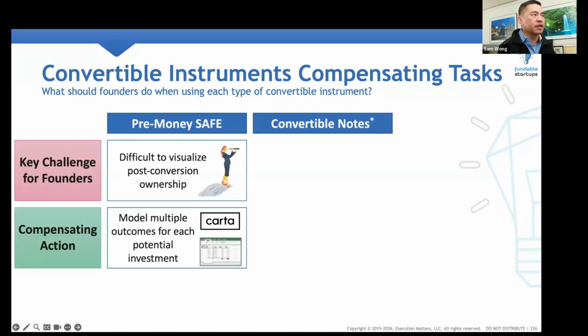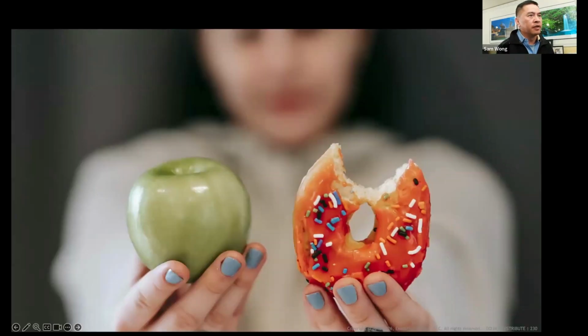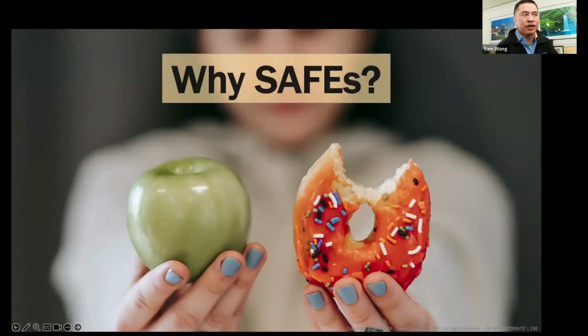I'm going to skip some of this content here because I want to go towards the end here. So why do people use safes? Okay, if you have a choice between the apple and the donut, well, I'm sorry, I love donuts.